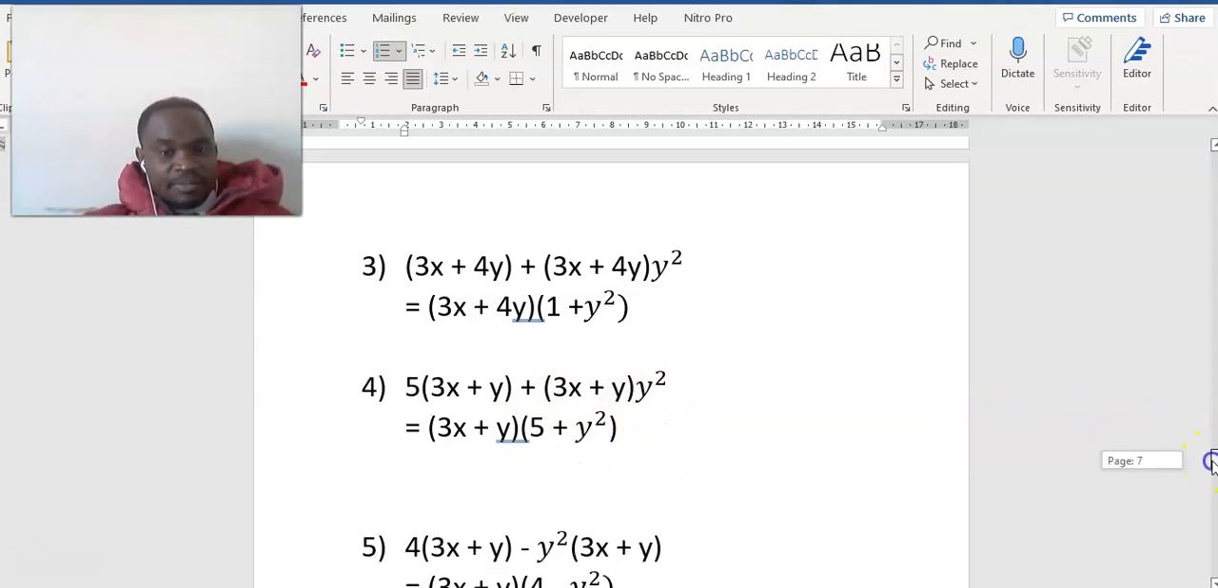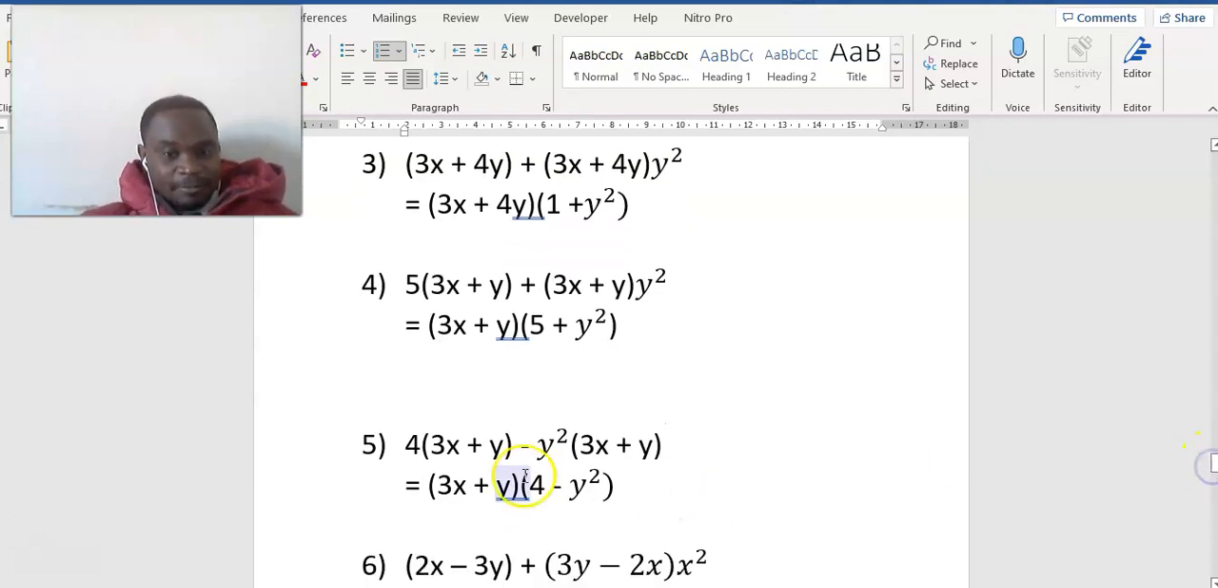What if it's minus? Yeah. So we have this. This time, instead of writing the y at the back, I'm writing it in front. It's the same thing. I can write the y squared here or here. 3x plus y, 3x plus y is common. I've written it. What do I have? 4 minus. You see, this time it's minus. So minus whatever I have here, y squared.